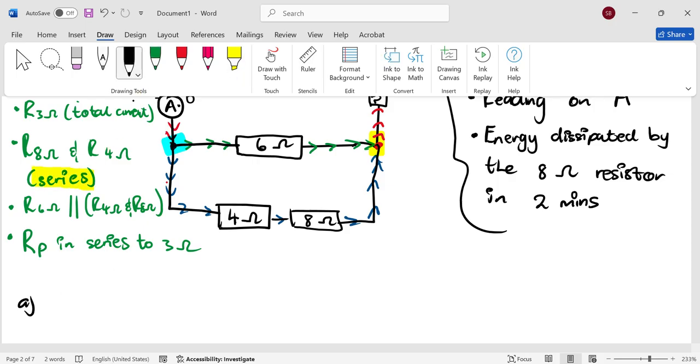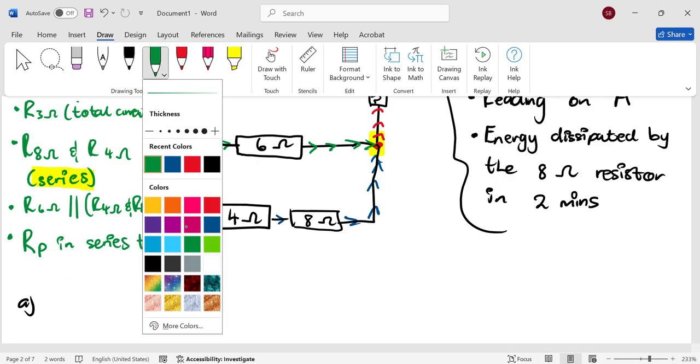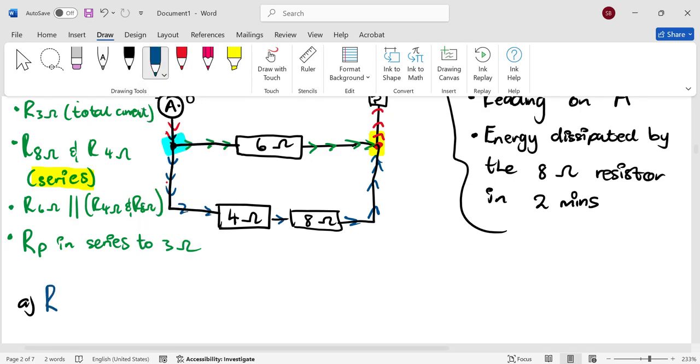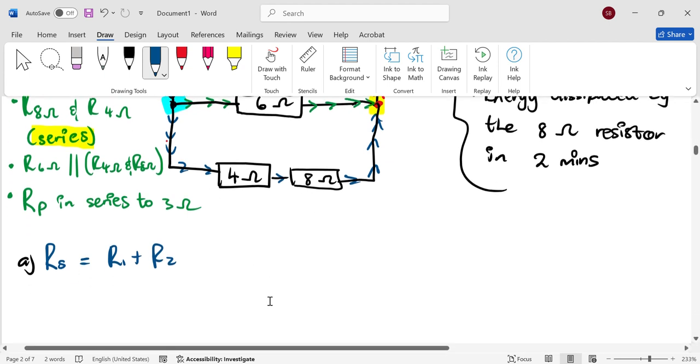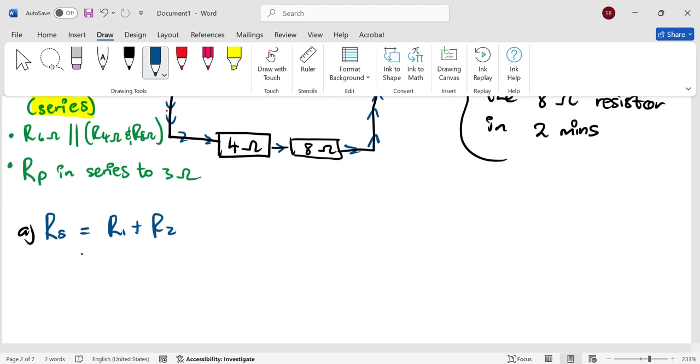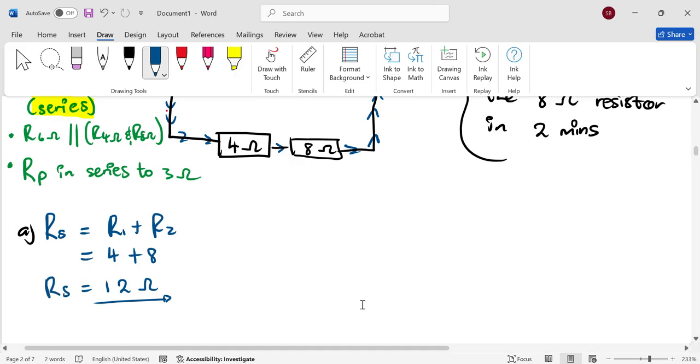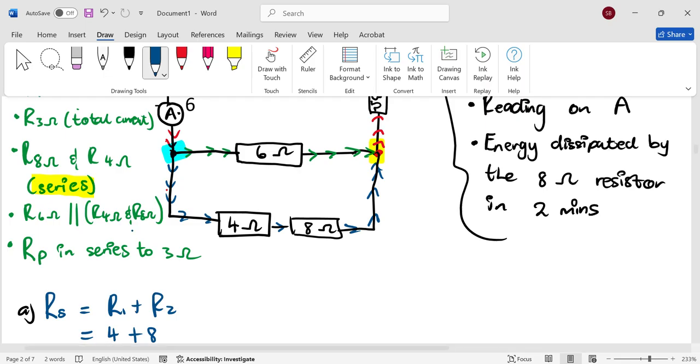Remember your analysis told you that they are in series. Therefore, I can now use my series equation and I can say that R series is equal to R1 plus R2. I end there because there are only two resistors that are in series, and that's the 4 and the 8. So that's 4 plus 8, and that should give me 12 ohms, right? So that is the resistance in series. Now, what did I say again? I said that the 4 ohm and the 8 ohm are in parallel to the 6 ohm.